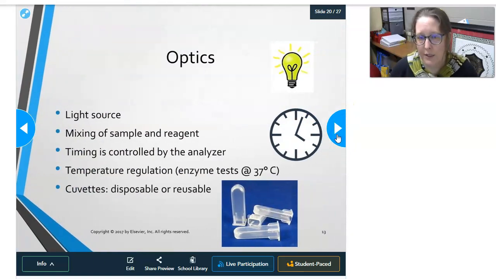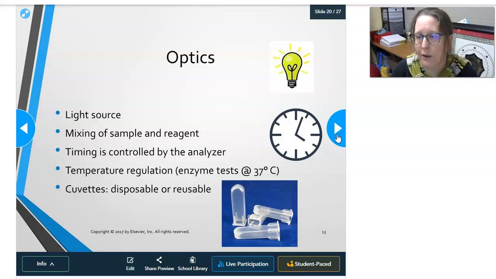And then in your chemistry analyzer, you have all the optics system. This has to do with the detection of the reaction, and there's usually a light source involved, like different types of lamps that we talked about in the instrumentation chapter. You do have to have a system that can mix the sample and the reagent.